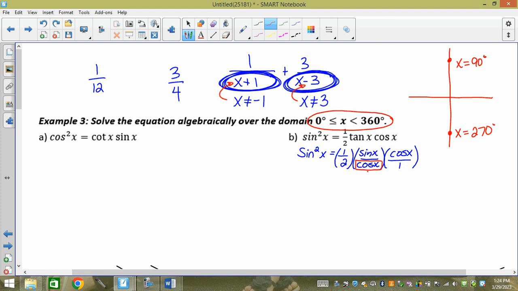So I have to, right over here, state my non-permissible values: x cannot equal 90 degrees and 270 degrees. Because if it equals 90 and 270, that denominator would be 0 and I'd be in trouble.